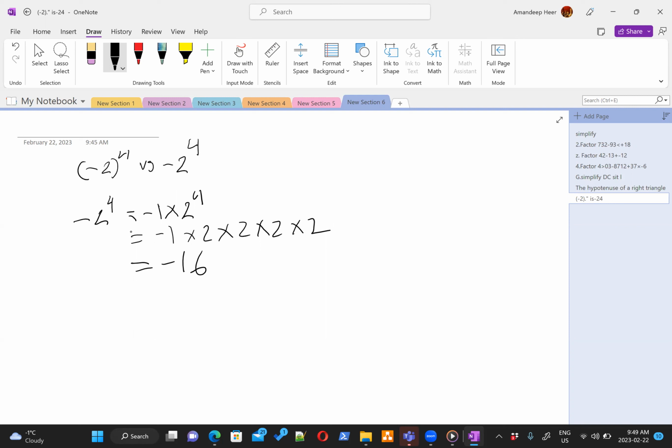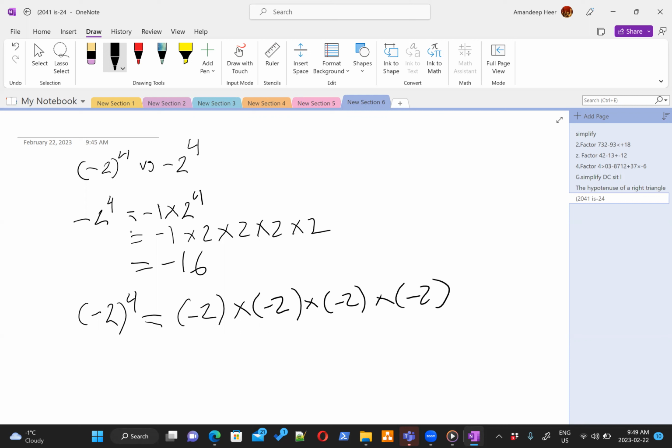Now let's look at the one with the bracket. Negative 2 to the power of 4. What does that mean? It means negative 2 times negative 2 times negative 2 times negative 2. Now, what does that tell you? So let's look at this. What's negative 2 times negative 2? What is that?